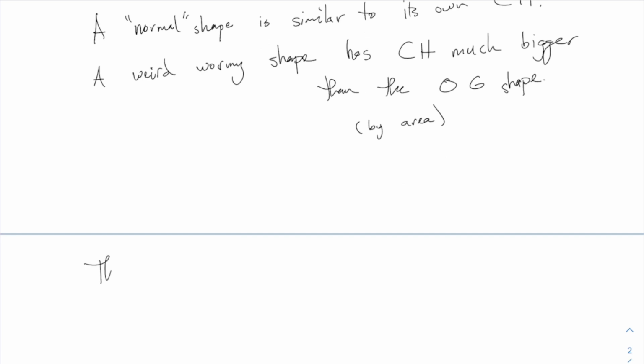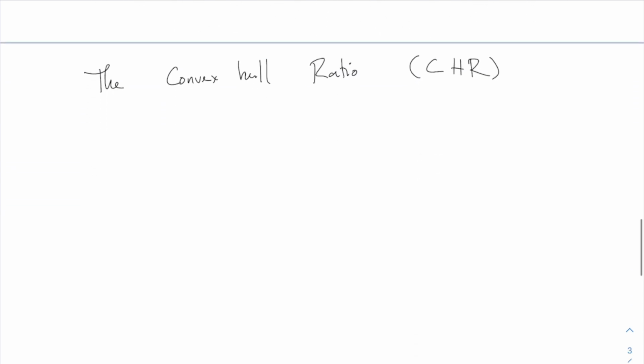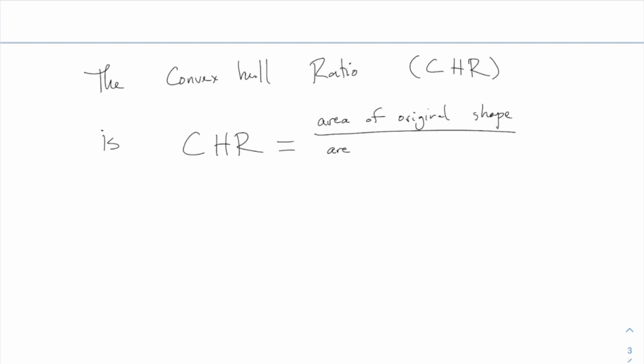So the convex hull ratio, I'm going to write CHR usually, convex hull ratio, is, it's just a simple formula here. It's the area of the original shape divided by the area of the convex hull shape.